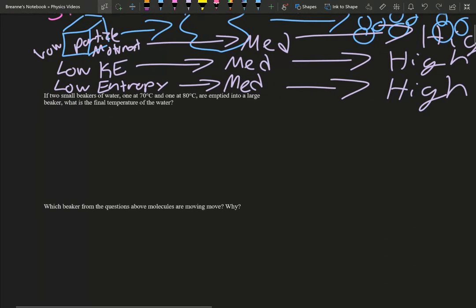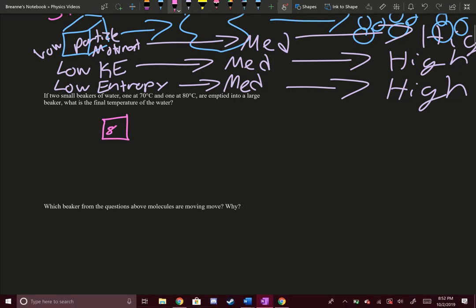So now let's look at number 2. If 2 small beakers of water, one is 70 degrees Celsius and one is 80 degrees Celsius, are emptied into a large beaker, what is the final temperature of the water? Now, remember how energy moves. So you have one beaker that is 80, and another beaker that's 70. Which one has the higher temperature?